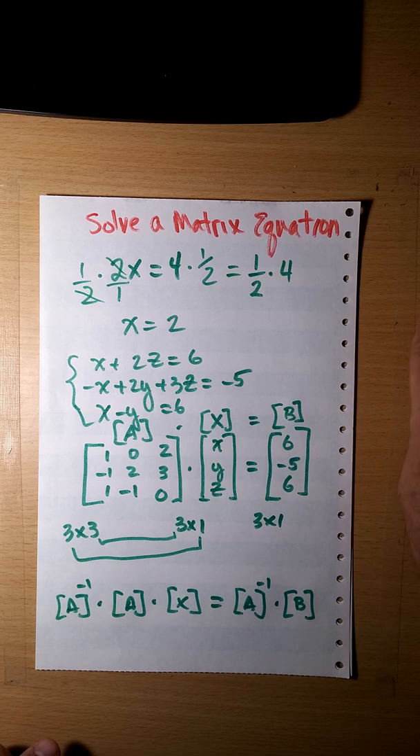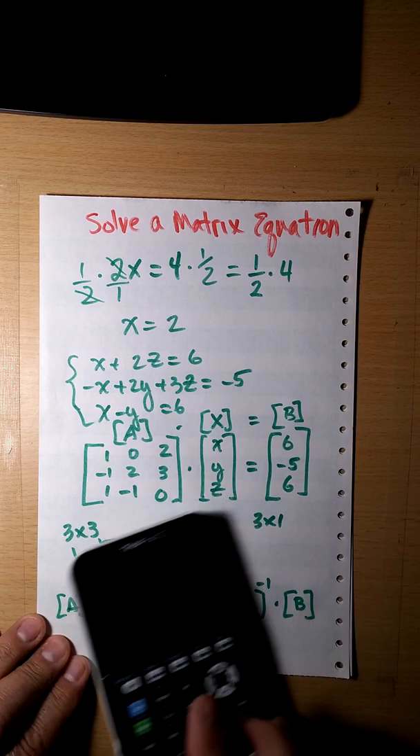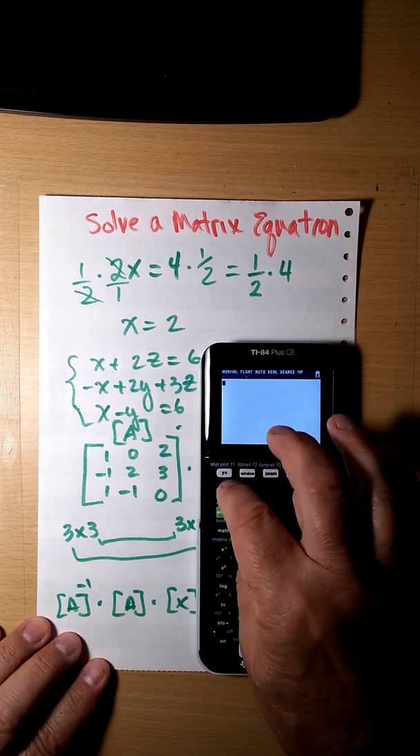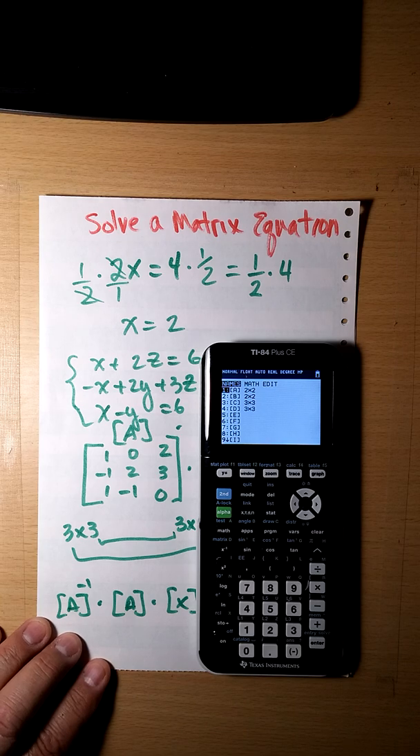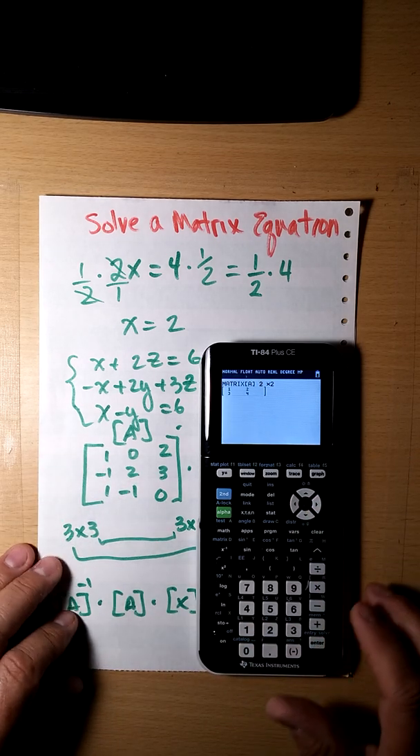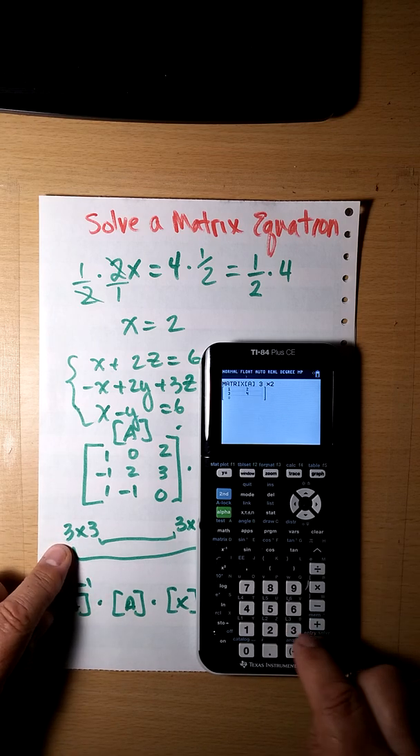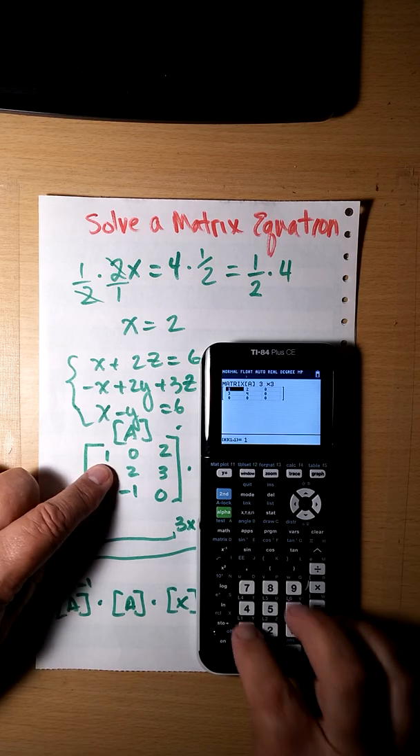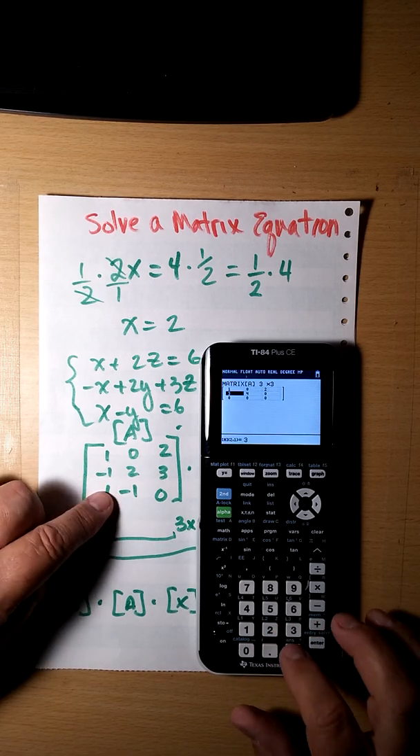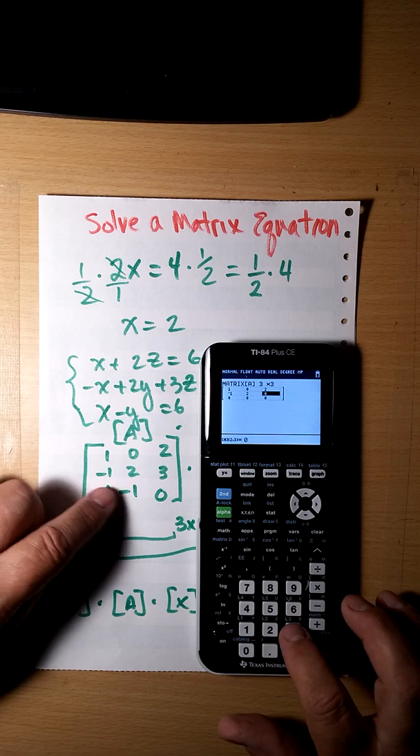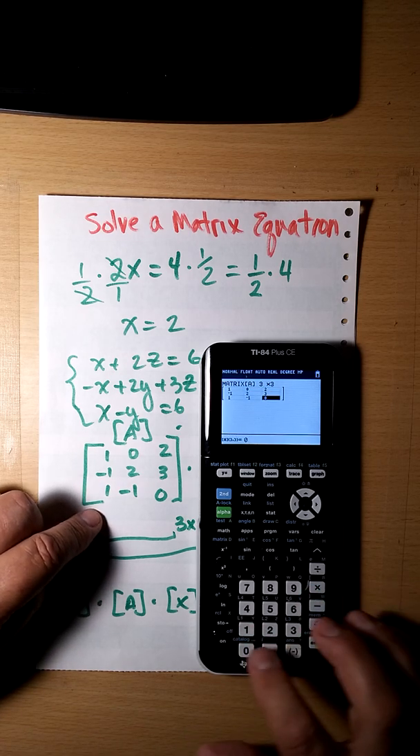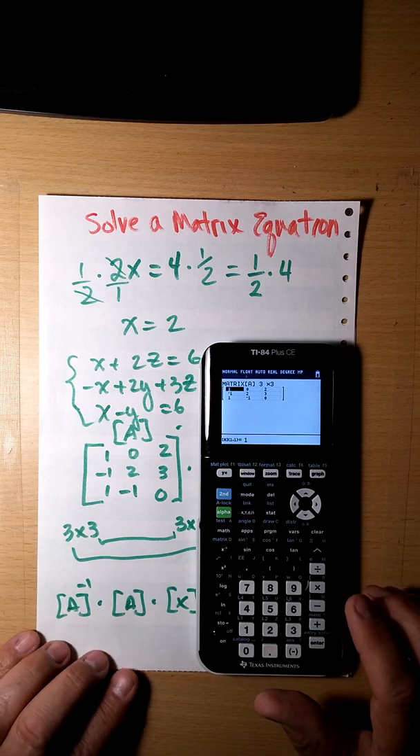So let's put that in. First of all, we need to clear this out. Get into the matrix. Edit. Or use A because that's a good one to use. This is a 3 by 3. It is 1, 0, 2, negative 1, 2, 3, 1, negative 1, 0. That's what A is.